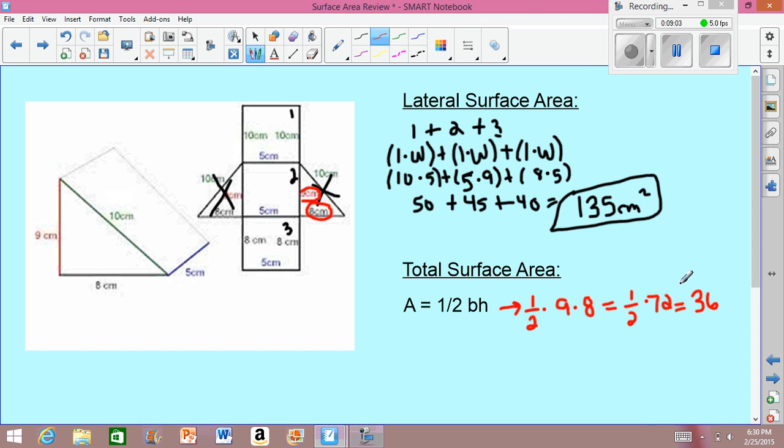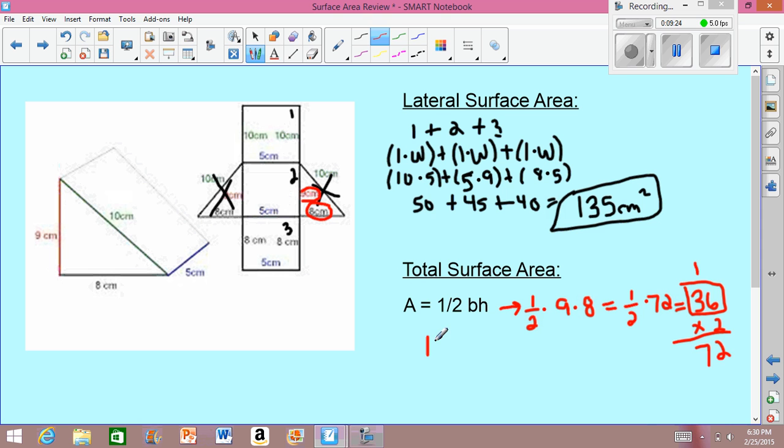But that's just for one triangle. And remember, prisms have 2 bases that are the same. So we need to multiply this by 2 to get our area for both triangles. So that gives me 72. Kind of where we started, it was kind of pointless to divide by half.